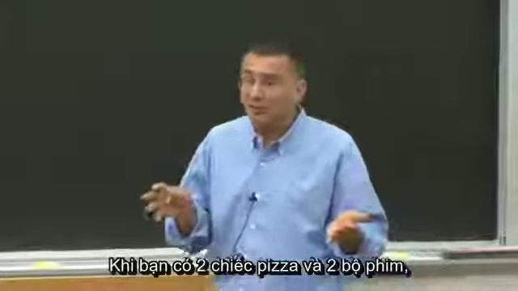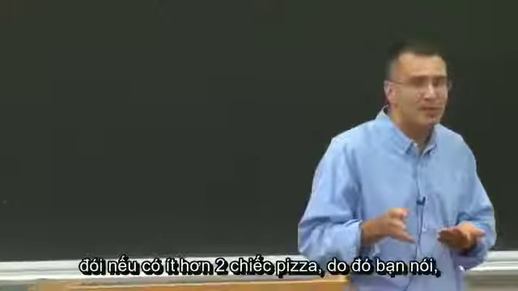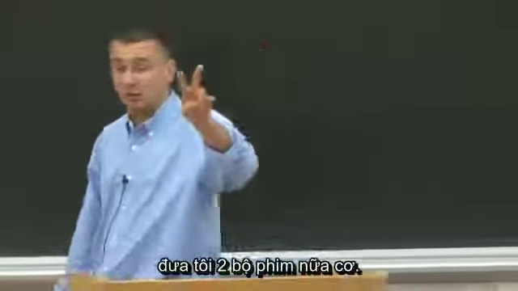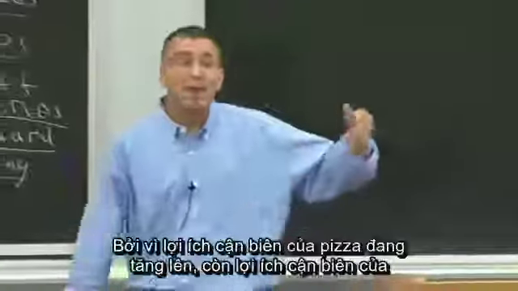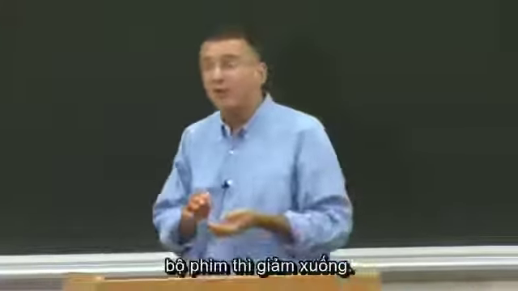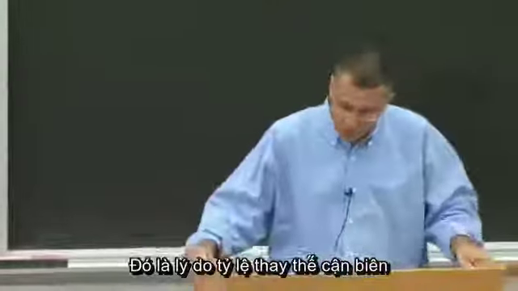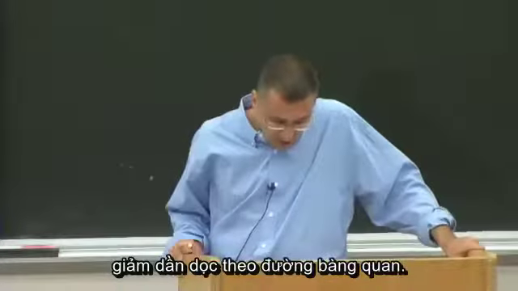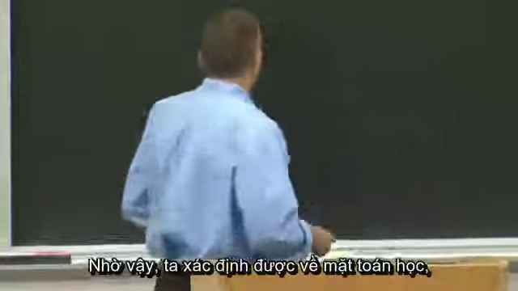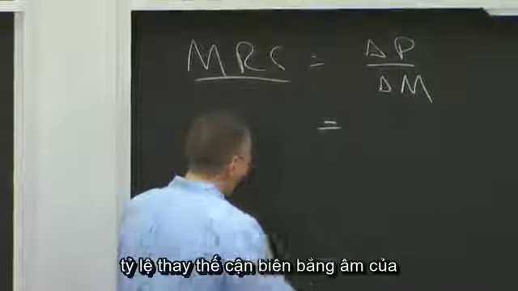But once you have 2 pizzas and you've seen 2 movies, you're not that interested in the third movie and you'll be hungry if you have less than 2 pizzas. So then you say, wait a second, if you want me to give up another pizza, you got to give me 2 movies. Because my marginal utility of pizzas is rising. My marginal utility of movies is falling. And that's why the marginal rate of substitution diminishes along the indifference curve.